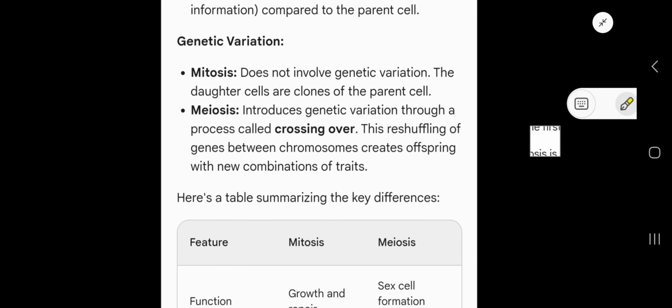Genetic variation. Mitosis, meiosis. Mitosis doesn't involve genetic variation. The daughter cells are clones of the parent cell. Meiosis introduces genetic variation through a process called crossing over. This reshuffling of genes between chromosomes creates offspring with new combinations of traits.